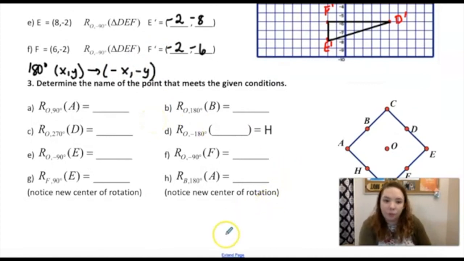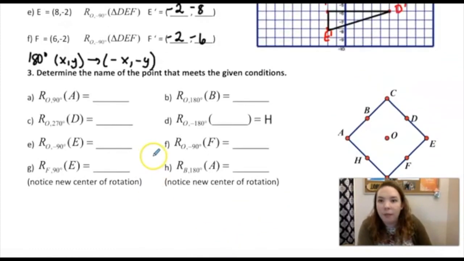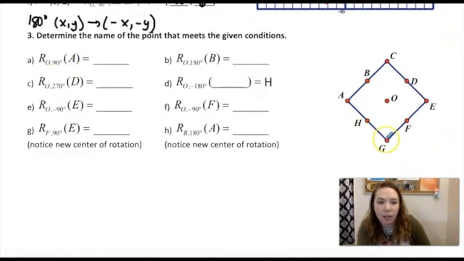So here we have rotating around point O, 90 degrees counterclockwise. So 90 counterclockwise, I believe, would land on G. Rotating 270 counterclockwise is the same as going 90 clockwise. So you can think of it as, here's D. You can think of it as you're going to go 3 sets of 90, 1, 2, 3, or you can go the other direction once. Either way, you end up on point F.